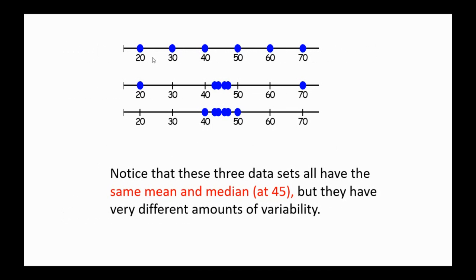Mr. Schultz, on that middle chart with the 20 and 70, would that be considered outliers or no? Yeah. Okay. Those would be outliers. Those would definitely be outliers.